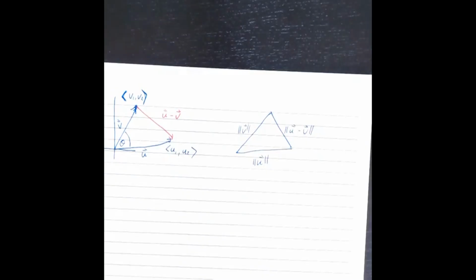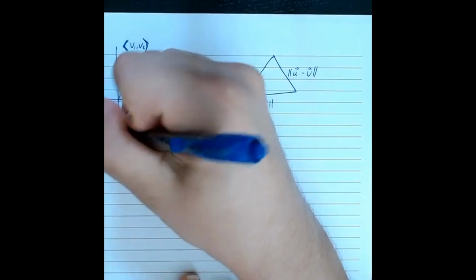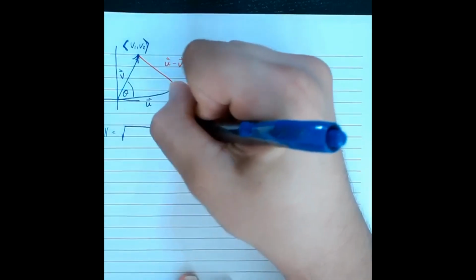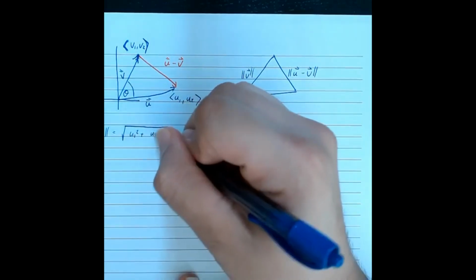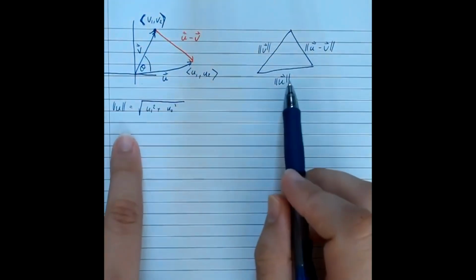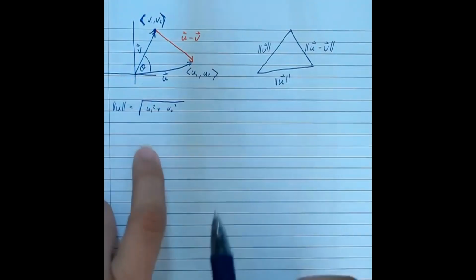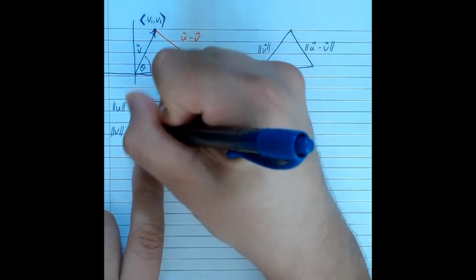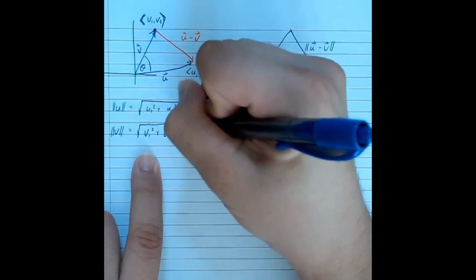Okay, so what? Well, I know what each of those are. The magnitude of u is given by the square root of u1 squared plus u2 squared. That's how we find the magnitude of vectors: take the square root of the sum of the squares of its components. Likewise, for the vector v, we find its magnitude the same way. That's the square root of v1 squared plus v2 squared.